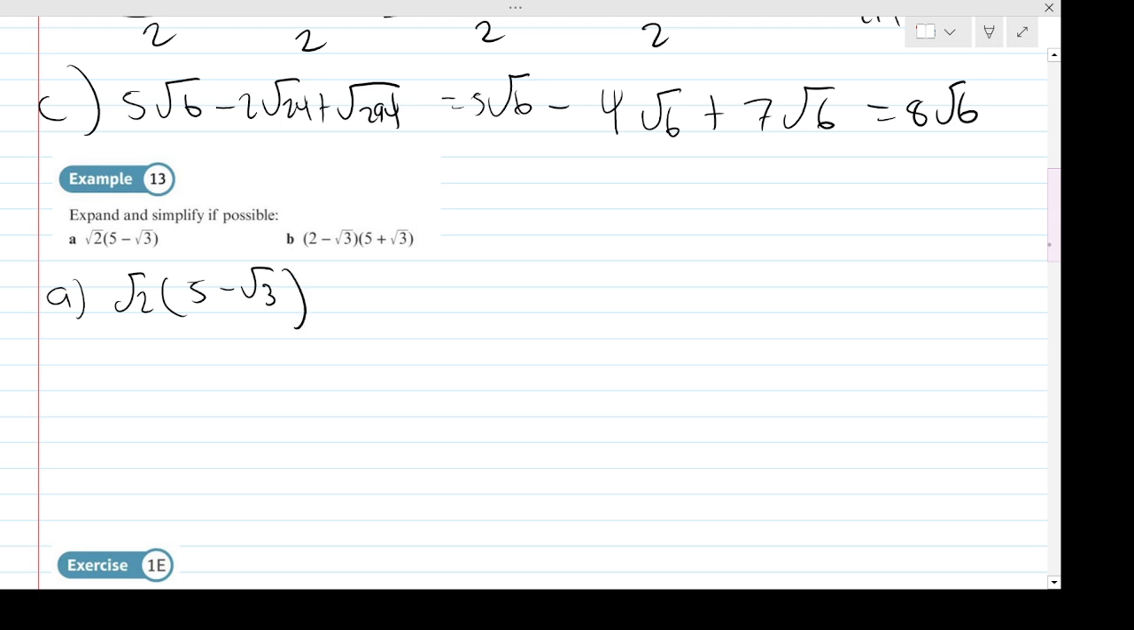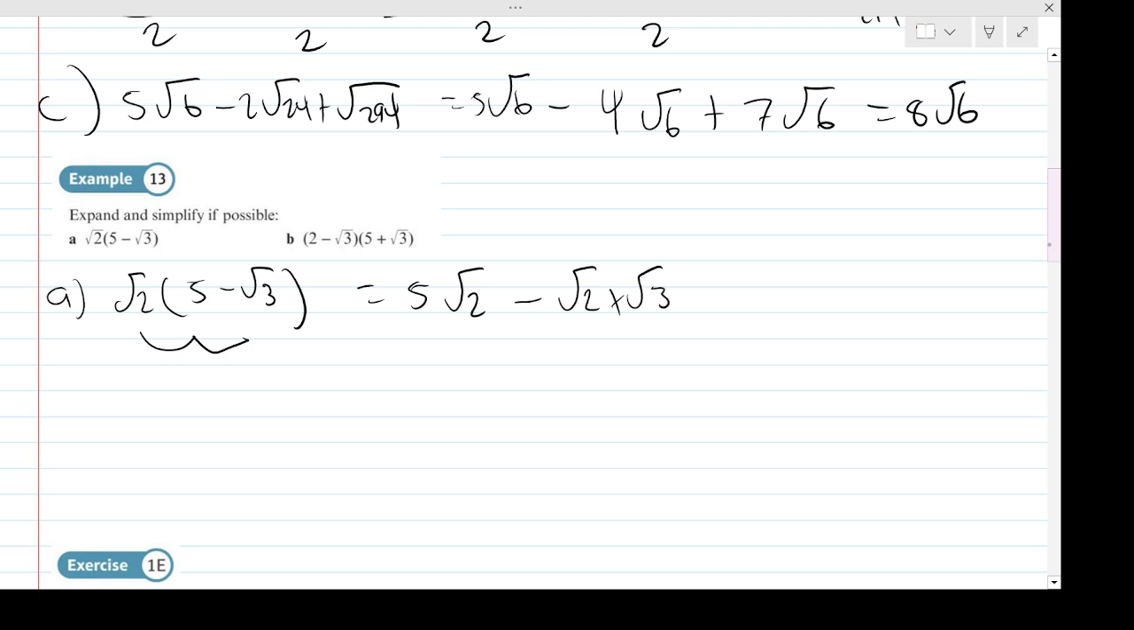Again, you expand it in the exact same way with a normal number. So I'm going to times root 2 by everything inside the bracket. So root 2 times 5, well, that's just 5 root 2. Okay, I can't do anything more with that. But then I'm going to take away, so I'm going to do root 2 times by minus root 3. Well, that's going to be minus root 2 times root 3.